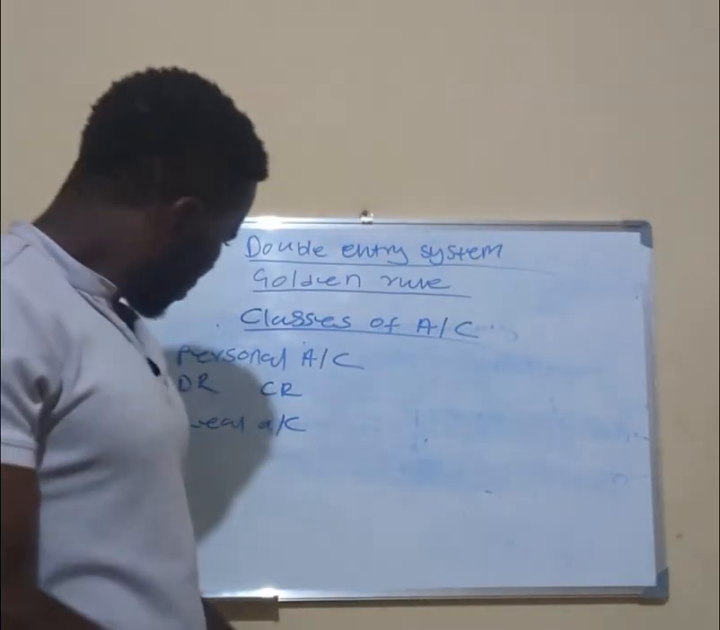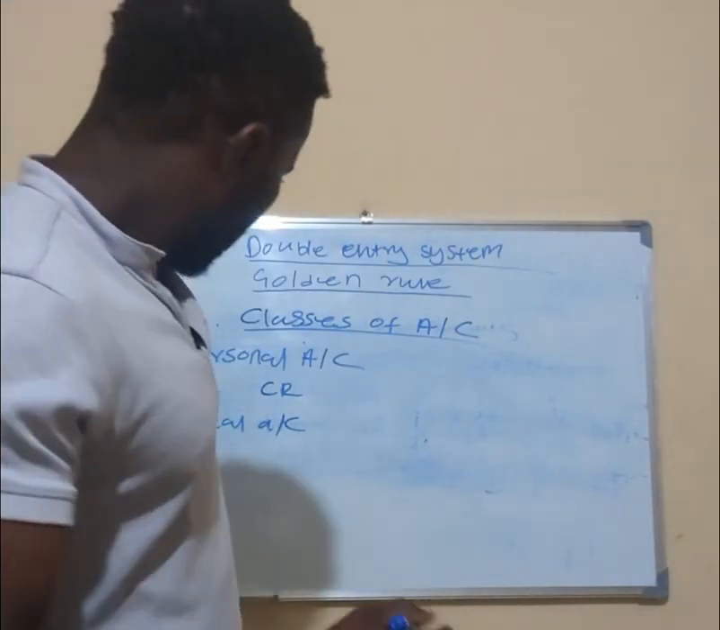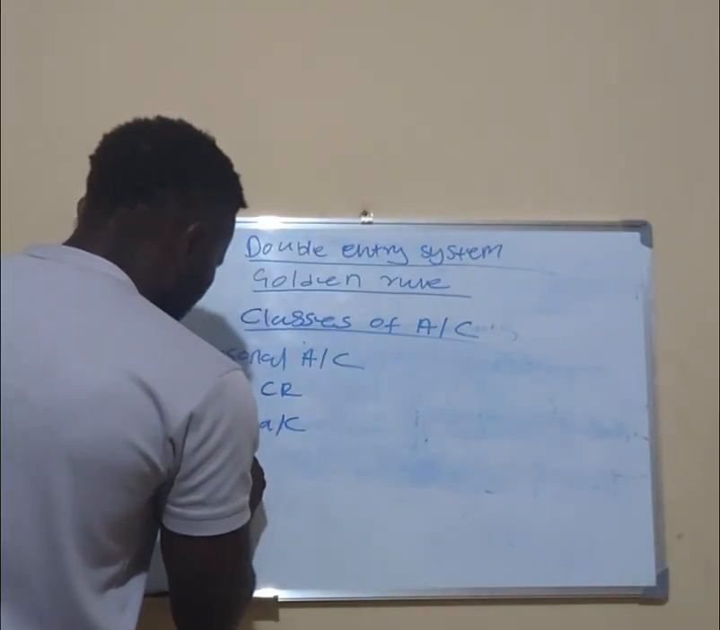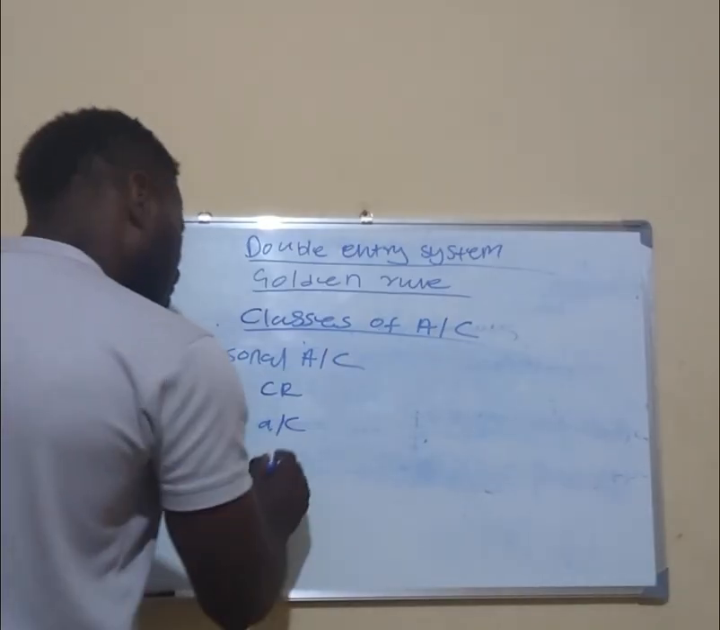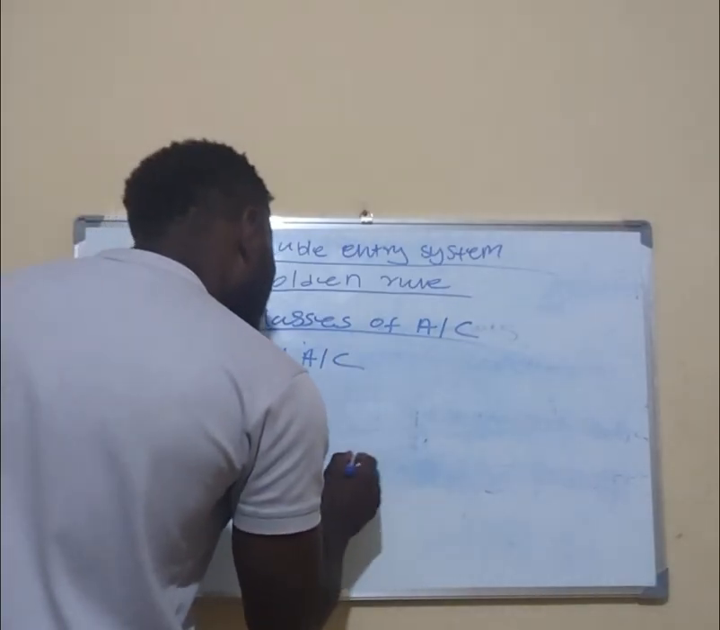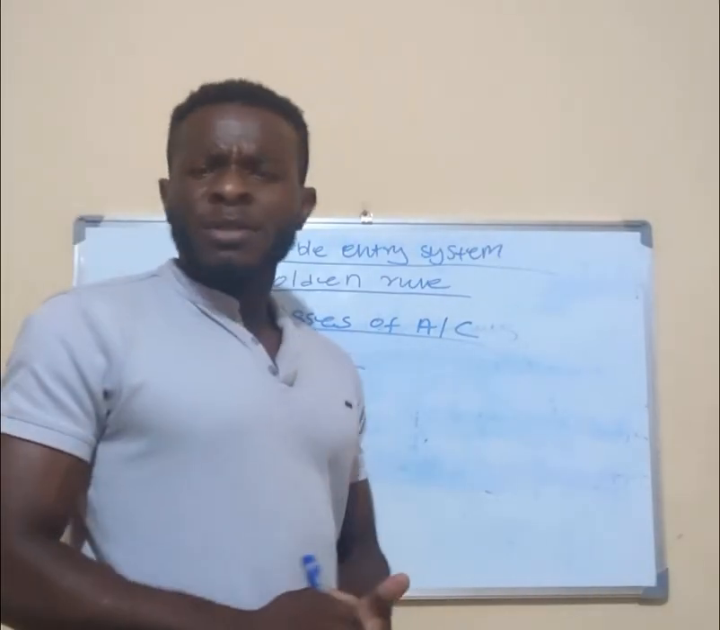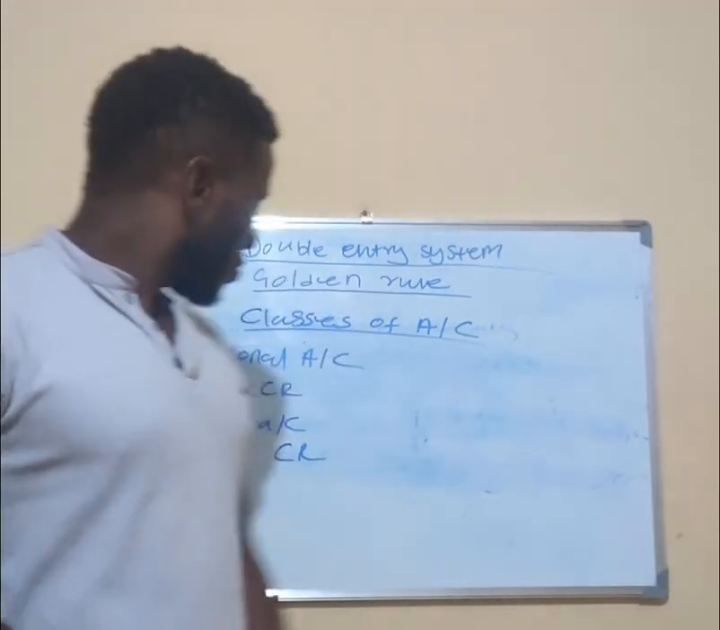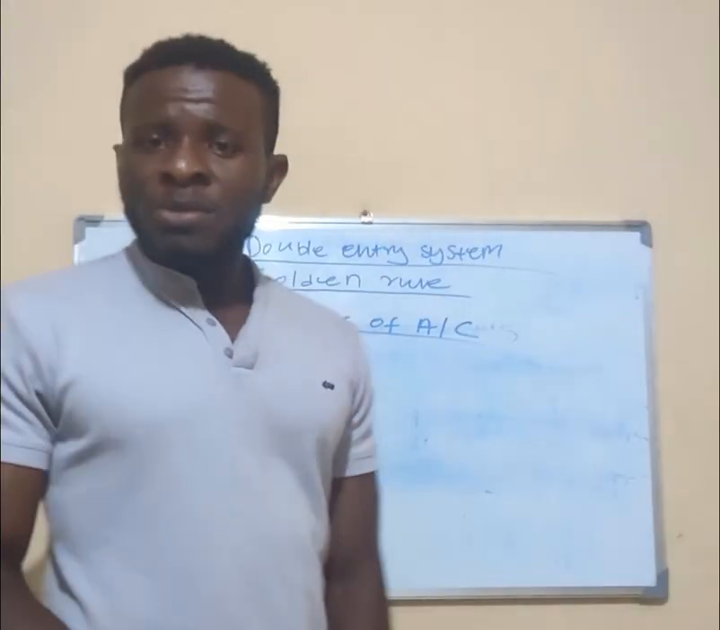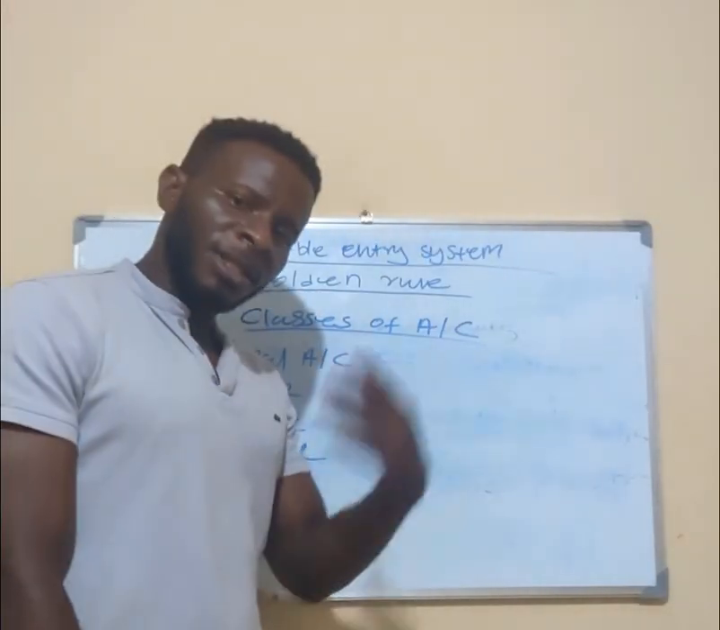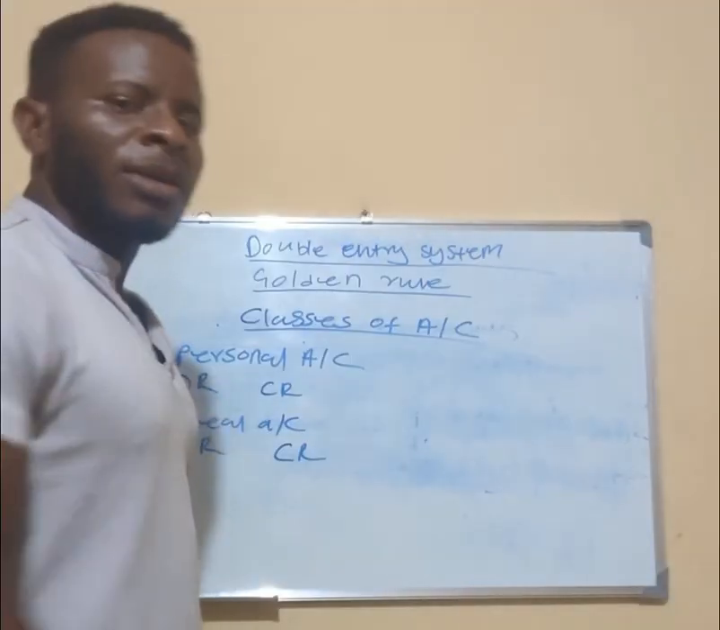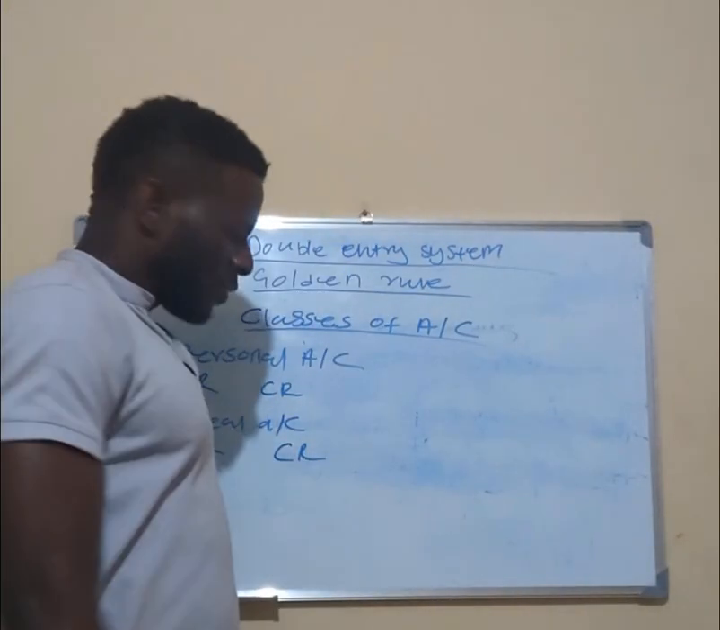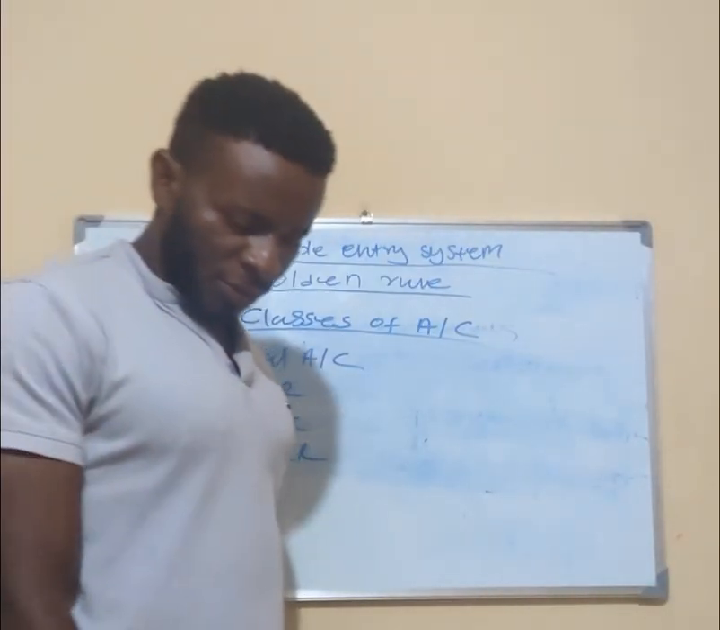So under this, we debit what comes in and credit what goes out. So this is very, very important. You should pay attention to this. So under real accounts, we debit what comes in and we credit what goes out. Simple, you appreciate. No need to struggle. This is very simple.